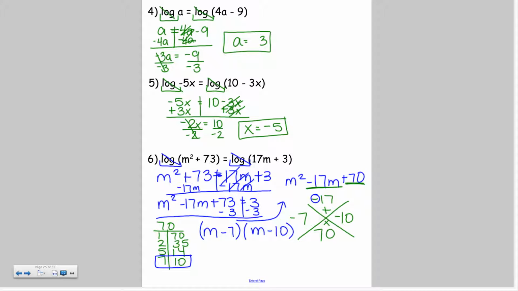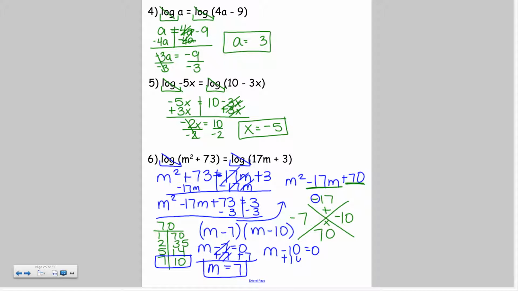Now, I'm not finished because we're solving. That's just my factors. So what I want to do is take and set both of these equal to 0. So m minus 7 is equal to 0. M minus 10 is equal to 0. Then I'm going to solve out for m. So add 7. M, that cancels. 0 plus 7 is 7. All right, so one of my solutions is m is equal to 7.